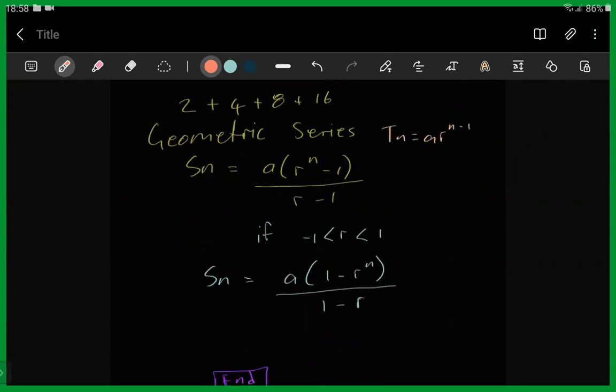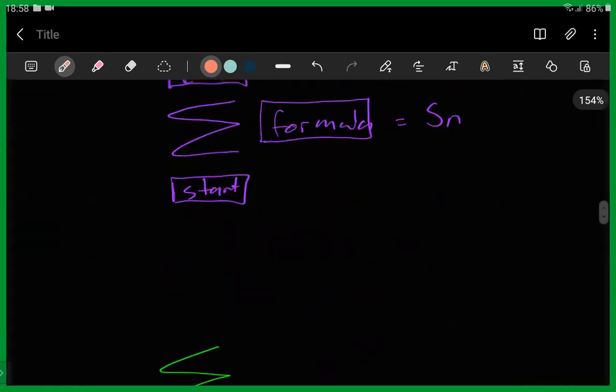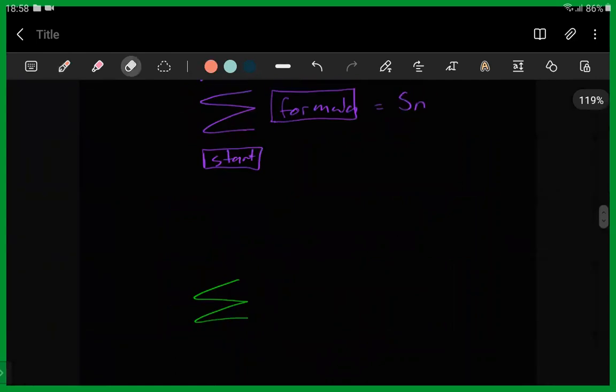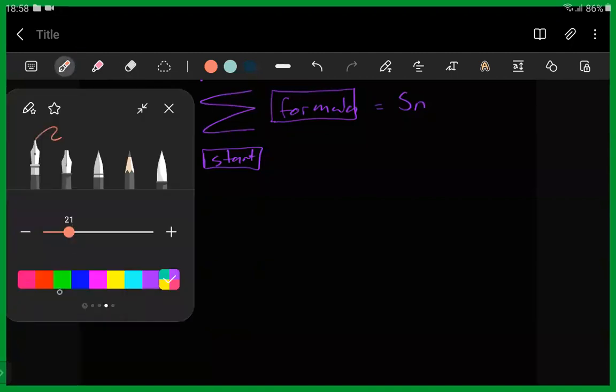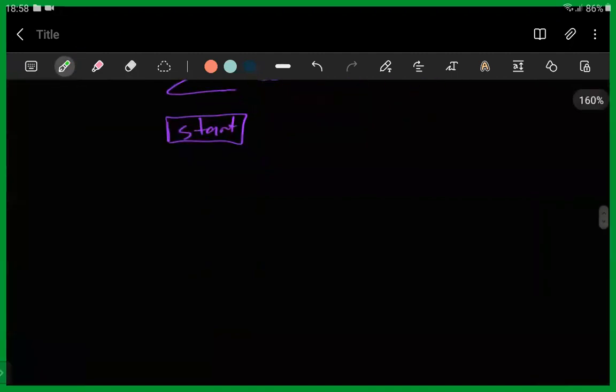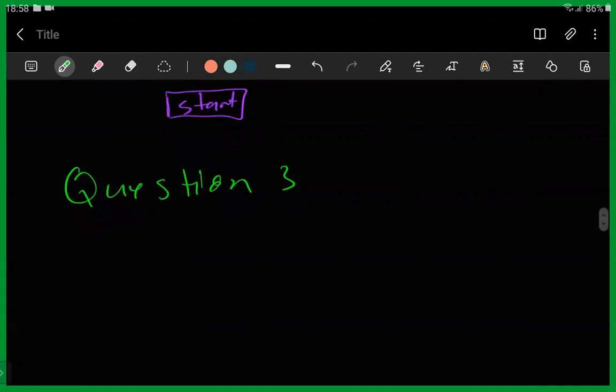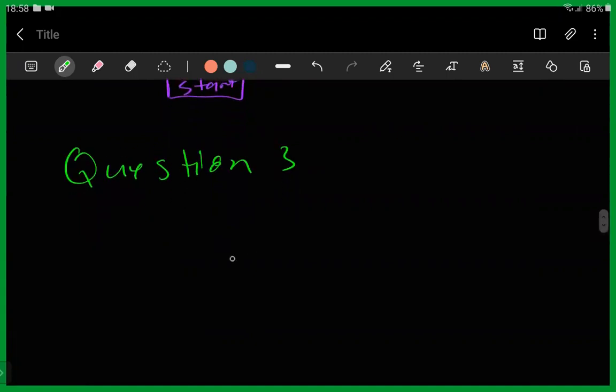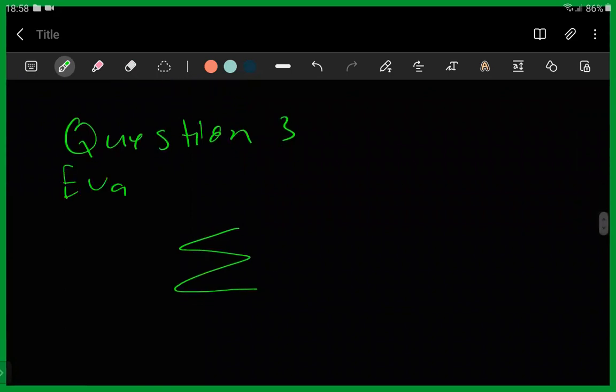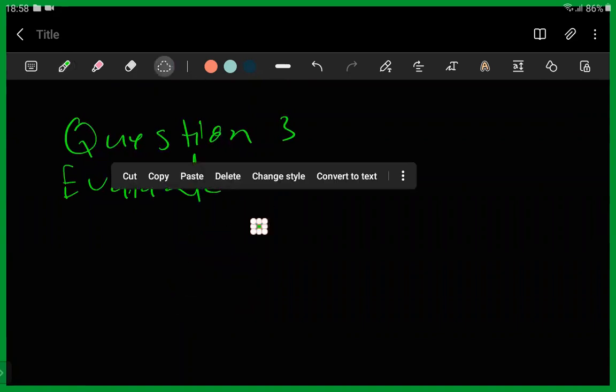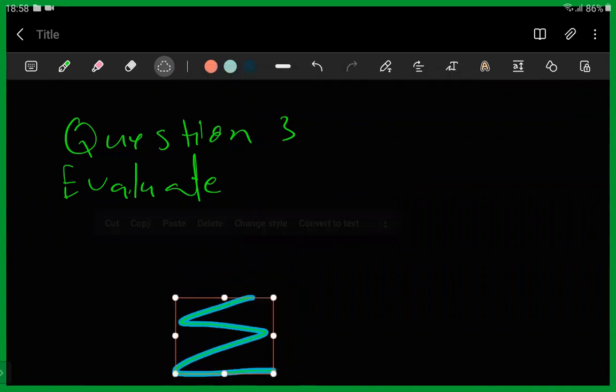Cool. So the simple example that we have on sigma is you can have a sigma expression. Remember, a sigma expression is just them asking you a question without using words. They can have, let's say, question 3 here without saying anything. They may not even say evaluate. They can just have the symbol, or if they are generous, they can just say evaluate, and then they put a sigma symbol here.